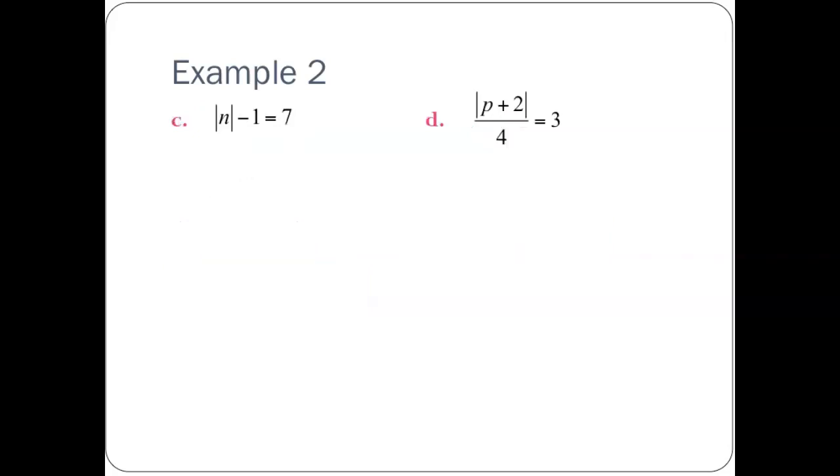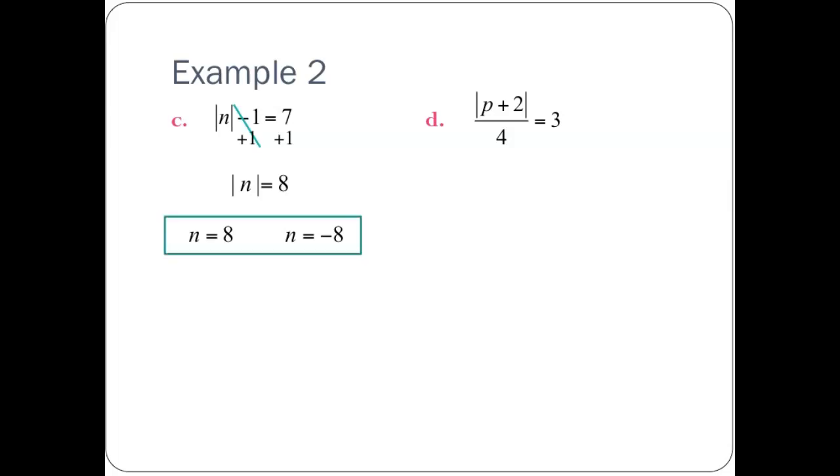All right, next we have the absolute value of n minus 1 equals 7. So we can start off by adding 1 to both sides to get the absolute value by itself. So we have the absolute value of n equals 8. And now we can write the two equations. So n equals 8 and n equals negative 8. And n is already by itself, so those are our answers to this problem.